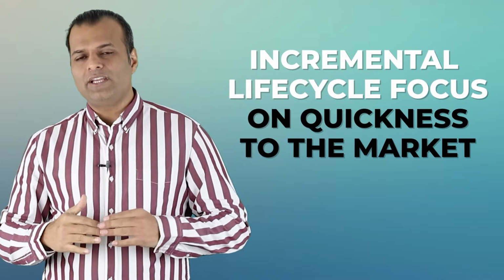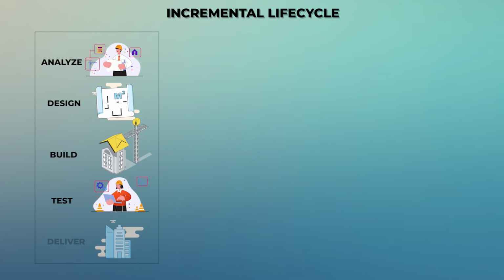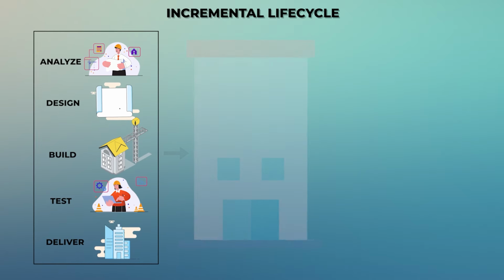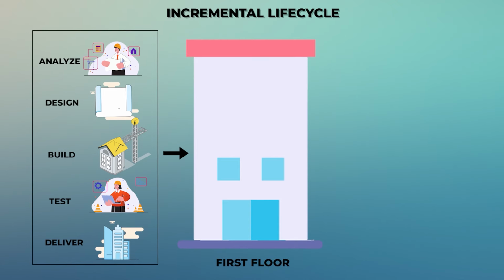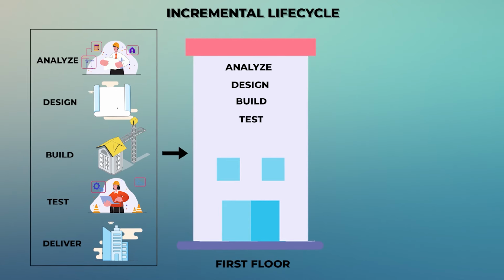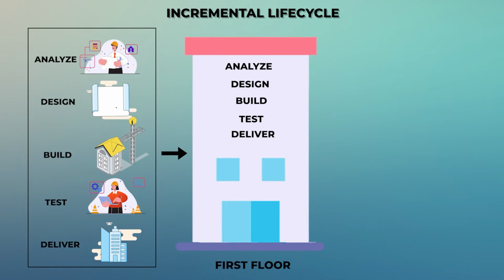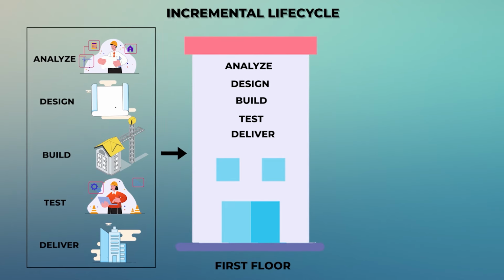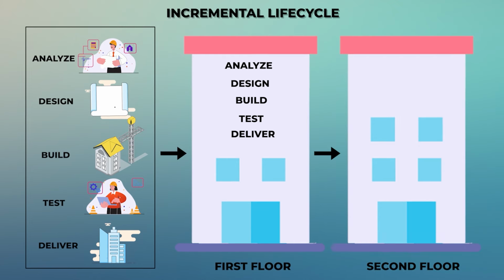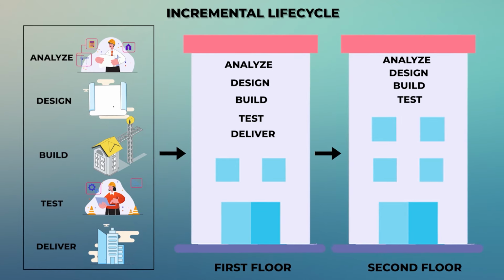So what I'm doing in this particular stage is the analysis, design, build, test and deliver. I'll work on the first floor of the apartment building first. I'll do the analysis, I'll do the design, I'll build it, I'll test it, and when I feel my first floor is ready, I'm going to launch it, deliver it to the customer. Then I will repeat the same steps for the second floor. Analysis, design, build, test, everything looks perfect, I'm going to launch it.